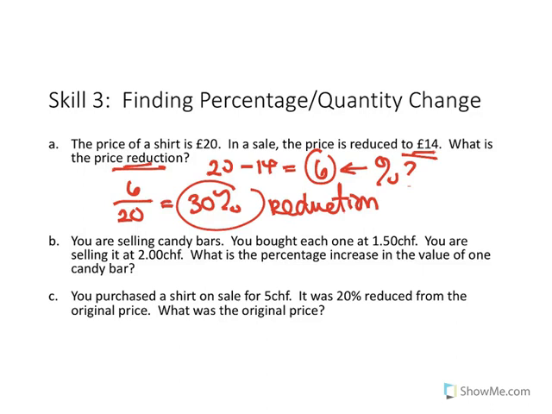Now in question B, you're selling candy bars. You bought each one at 150 francs. You're selling it for 2 francs. What is the percentage increase in the value of one candy bar? So you're making profit, but you have to figure out what your percentage increase is.